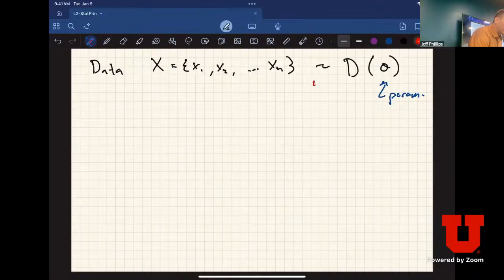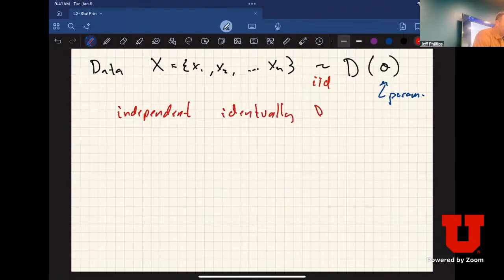There's some distribution where the data is drawn from, and we're going to say that the data is drawn IID. So what does IID mean? Who's heard of this before? Yep. Yeah, so there are three things here: independent and identically distributed.